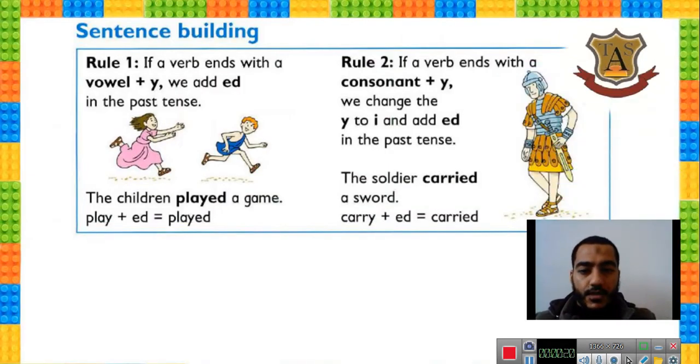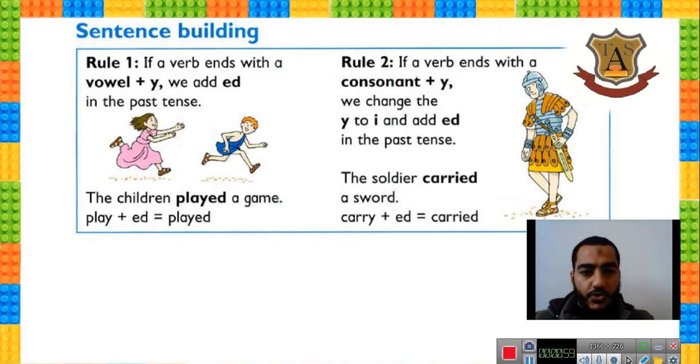Okay. This picture, this page, you can find it in your language book. We have here two pictures. A girl is running after a boy, and there is a soldier, I think, a Roman soldier. He is wearing a helmet and tunic and armor, and he has a sword. He's wearing thick sandals. Okay, let's read what we have here.